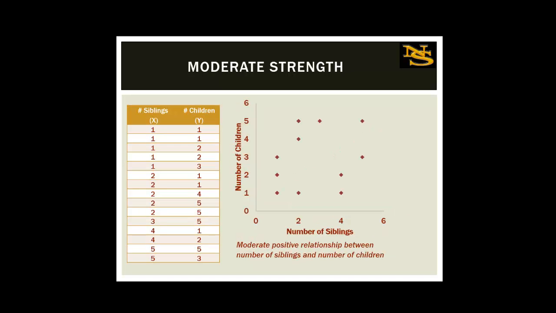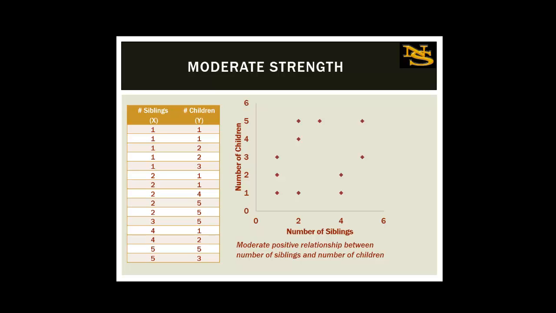Here's a moderate one. So if you drew a circle around these, kind of like a football, it is kind of spread out, but you can discern that it is a positive relationship. You see that upward slope. And if you look at the numbers, you see those first 3 people, they had 1 sibling, a couple of them had 1 child, a couple of them had 2. We have another person that had 1 sibling who had 3 children.